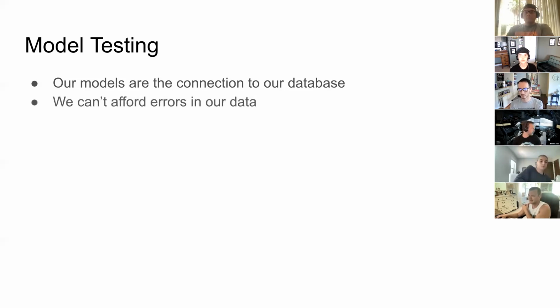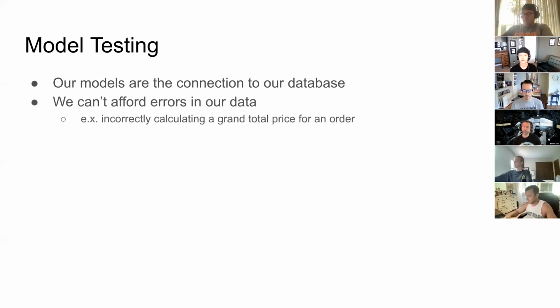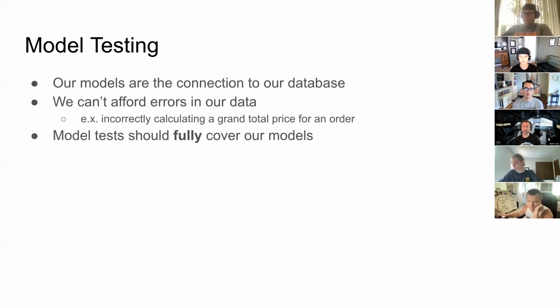So because of this, we really can't afford to have any errors in our data, and we can't afford to have logic that is going wrong or bugs happening or anything like that. That could look like a variety of things. It could incorrectly calculate a grand total price for an order, for example. That would be behavior that we would want to be very well tested to make sure that error didn't happen. That would have bad implications for our business applications.